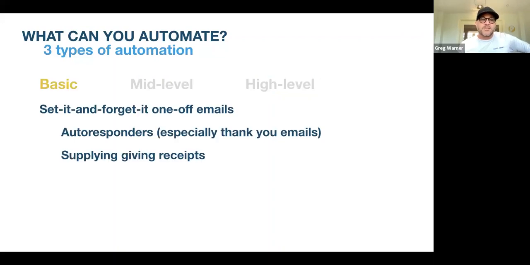The basic ones are these set it and forget it kind of one-off emails that you're probably familiar with when people donate online. It's very likely that they get an autoresponder or a thank you email, and maybe there's a giving receipt that might be sent, and there could be others. But these are unbelievably basic levels of automation, and I'm sure you're already using them within your organizations and institutions. That makes sense. They're easy, they're layups, it's low-hanging fruit.